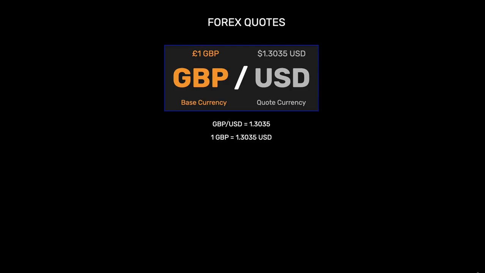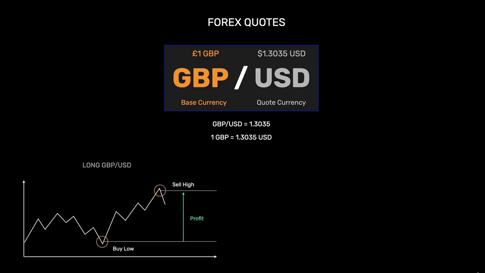So in trader talk, buying a currency pair is referred to as going long or taking a long position. And ideally, we want to be buying low and then selling back to the market at a higher price for a profit. So in that case, we expect the pound to strengthen against the US dollar.